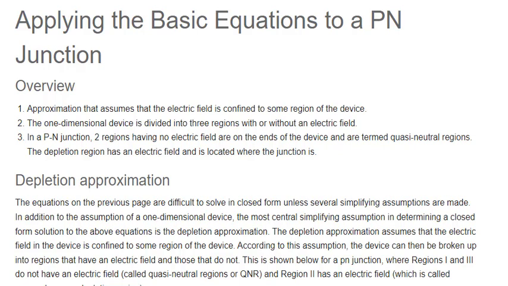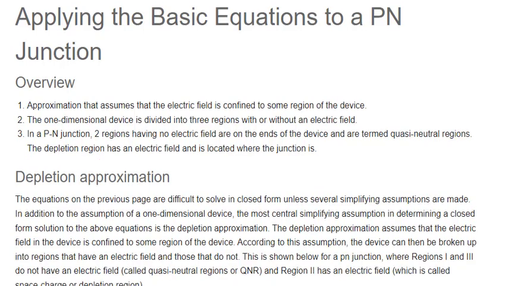Let's start. Applying the basic equations to a PN junction overview: an approximation that assumes that the electric field is confined to some region of the device. The one-dimensional device is divided into three regions with or without an electric field. In a PN junction, two regions having no electric field are on the ends of the device and are termed quasi-neutral regions. The depletion region has an electric field and is located where the junction is.